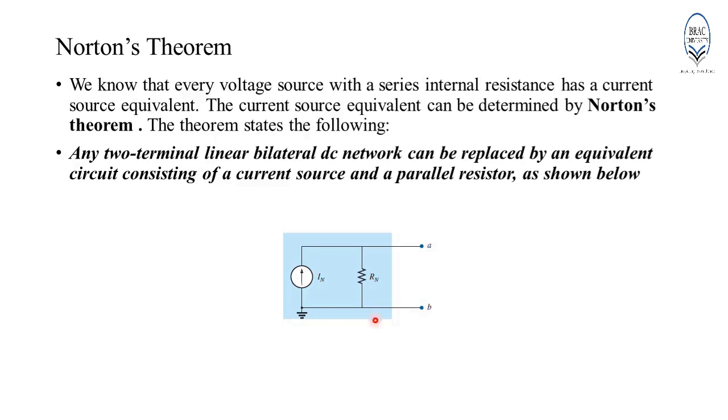The Norton's resistance Rn is basically equal to the Thevenin resistance Rth, and the current source In is basically equal to E Thevenin divided by R Thevenin.